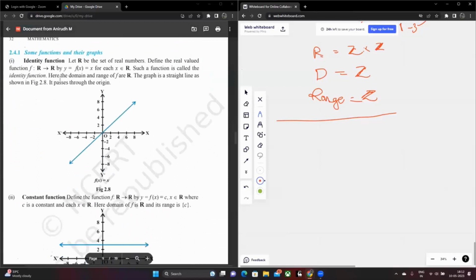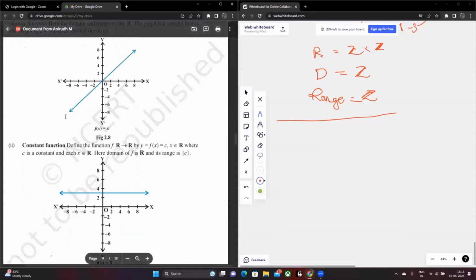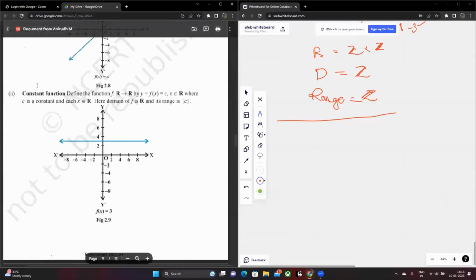These are some special functions and their graphs. The identity function is y equals f of x equals x. That is a straight line travelling at 45 degrees to the x and y axes. A constant function, y equals f of x equals c, is a straight line parallel to the x axis.